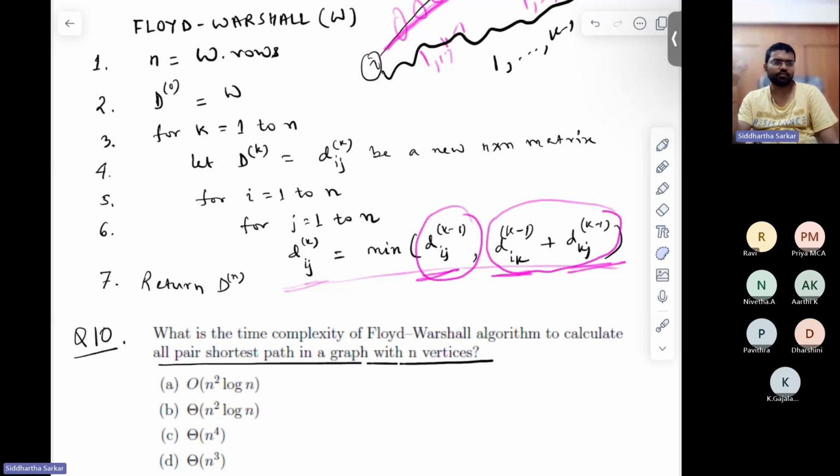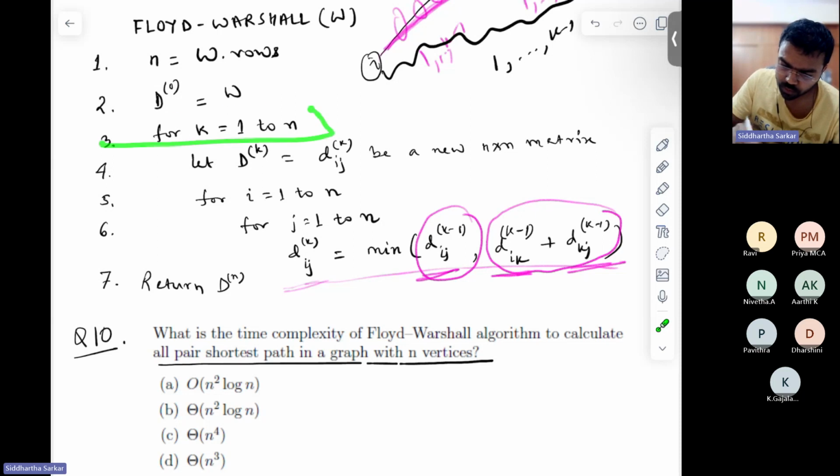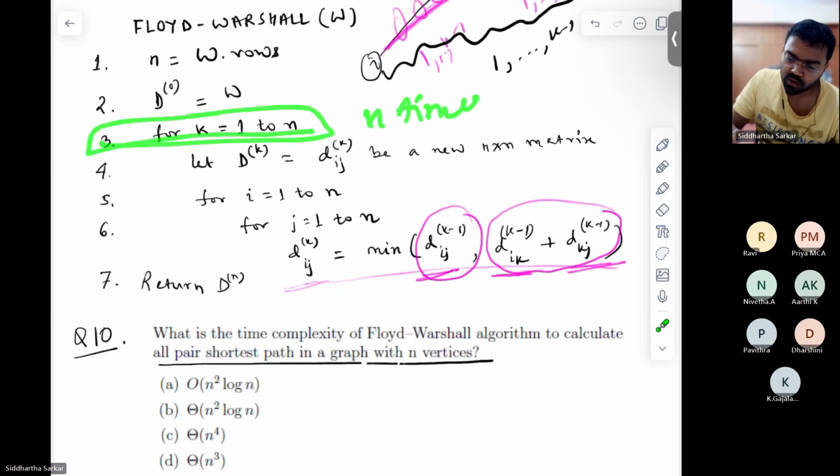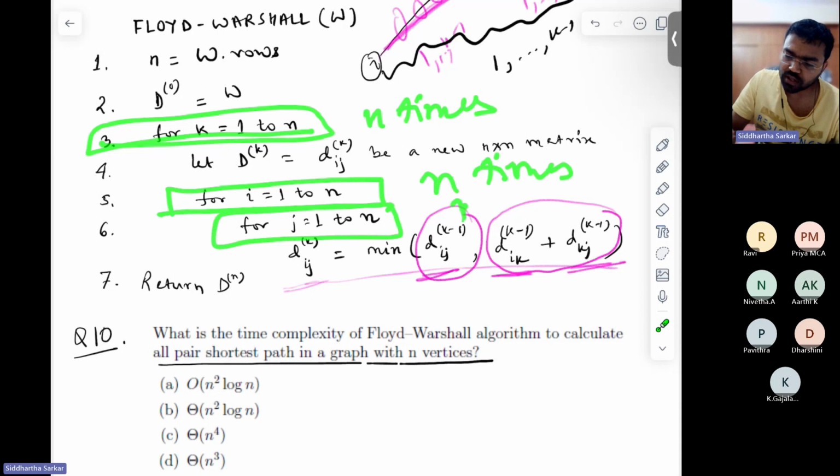So the for loops essentially are going to decide the running time. So how many for loops? This is one for loop. This runs n times. There is another for loop that also runs n times. Within this, there is one more for loop that also runs n times.